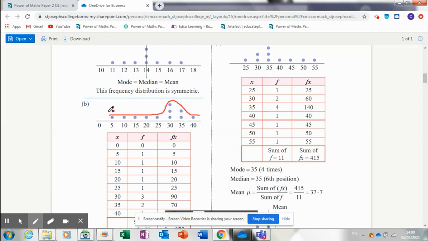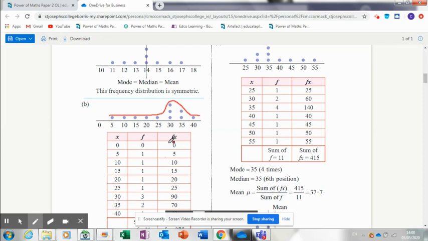Right, you can see that it's skewed, right? So you know straight away that it is not symmetrical or bell-shaped. Again, we can write out our frequency distribution here. We've 0, we've 5, 10, 15, 20, all of these.